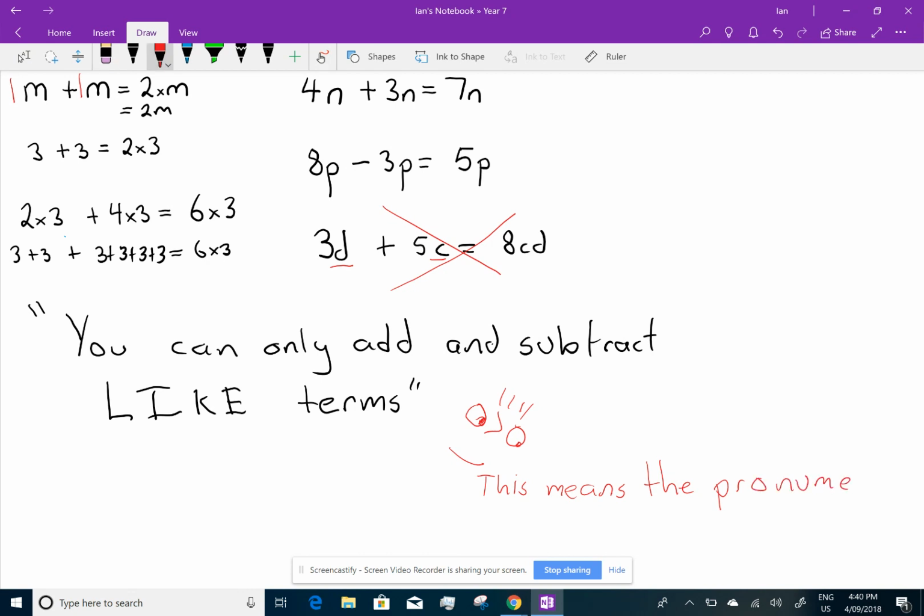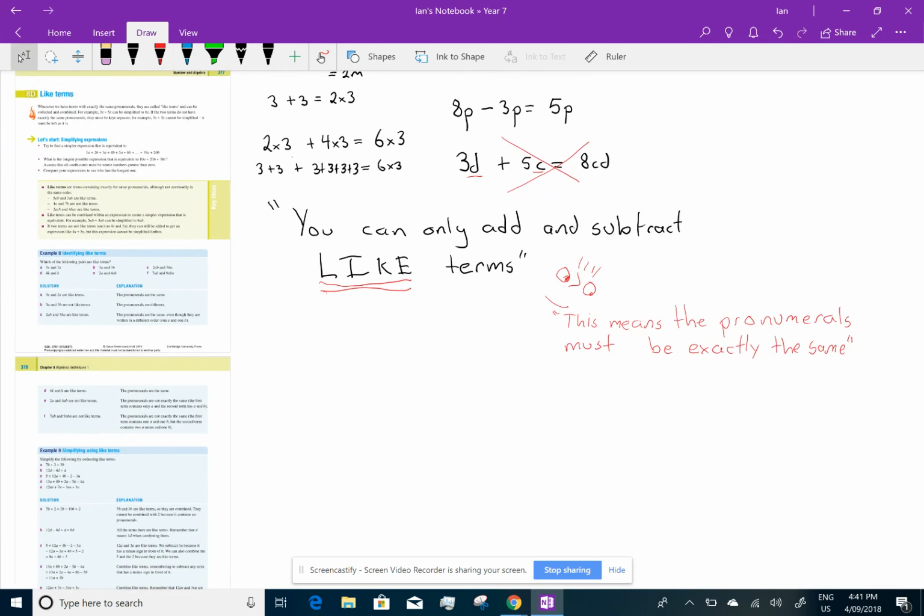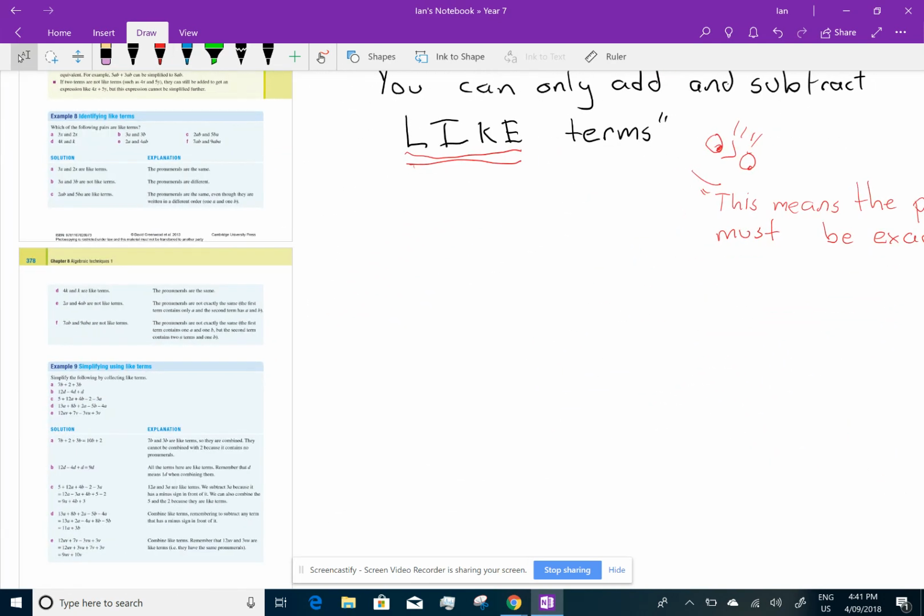Now, sometimes we might have more than one. We're going to have a look at those in a minute. But please write this in your book. All right, so if you've written in your book that you can only add and subtract like terms, underline the like. All right, so you've got to do 8D.